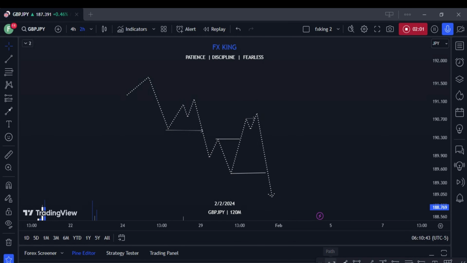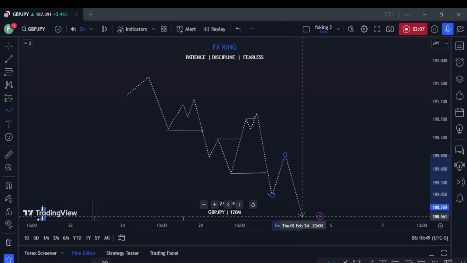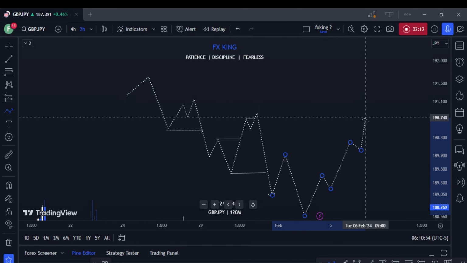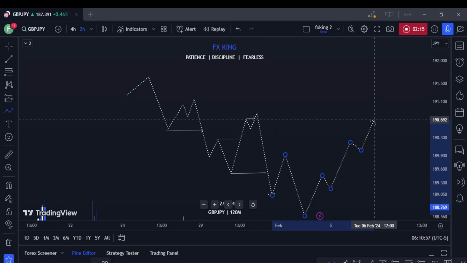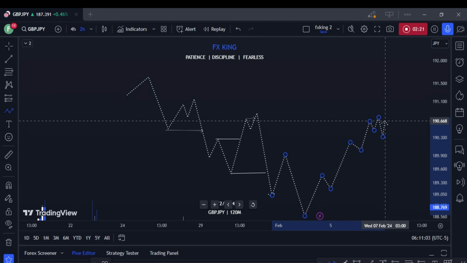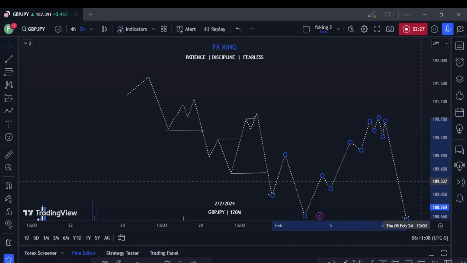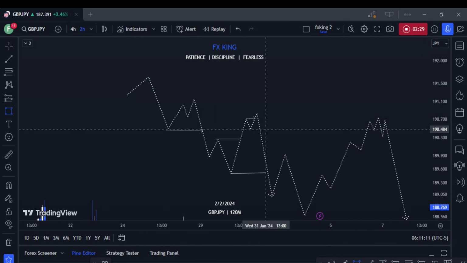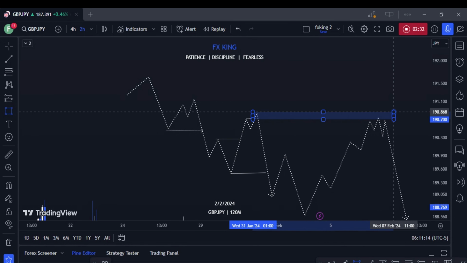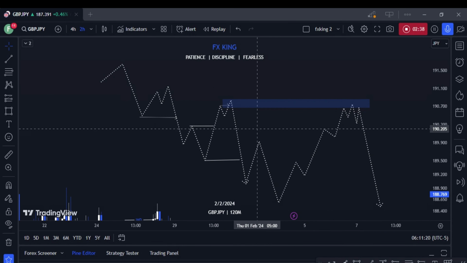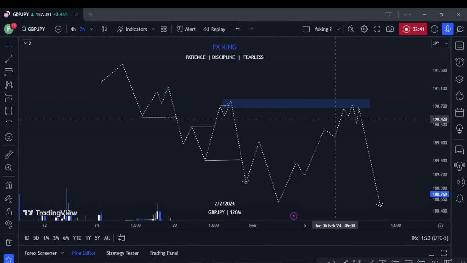So what we're waiting for now to take a trade from this POI is for price to create inducement. Then when price correctively pushes back up to this POI zone, we can look for a change of character, maybe something like this, and we target this low down here. So this is our high probability point of interest.